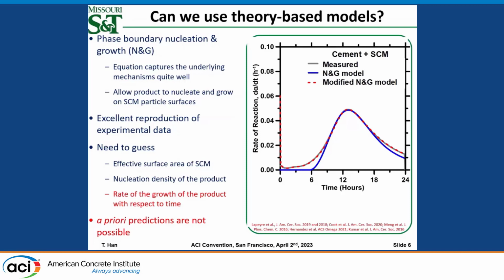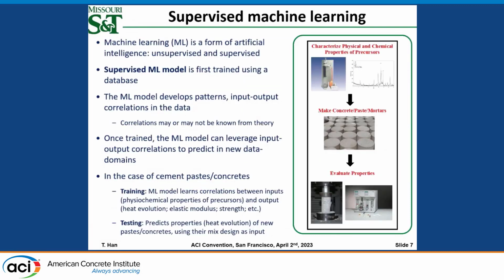But if you give this model a new system, the model cannot predict the hydration behavior for your cement. So what can we do? We try another model, machine learning.